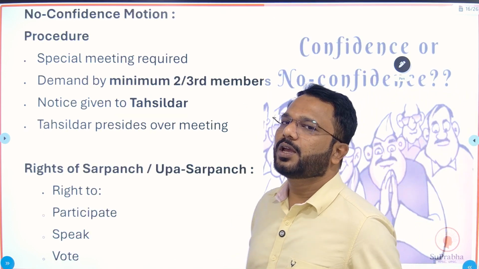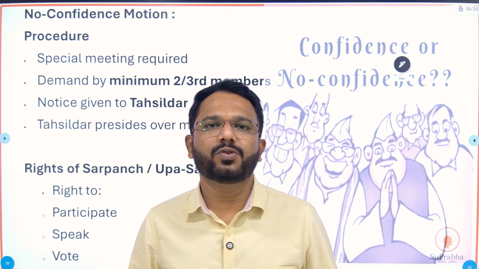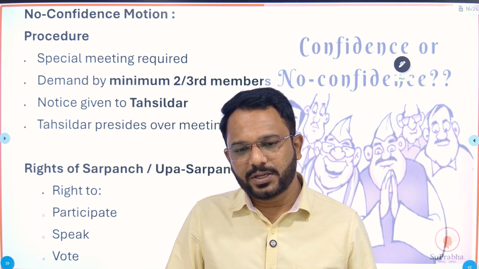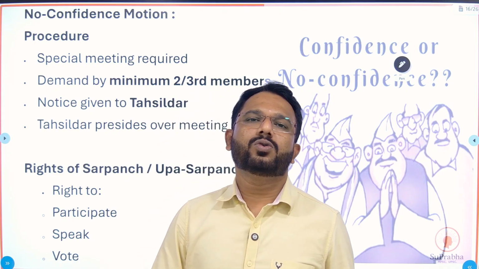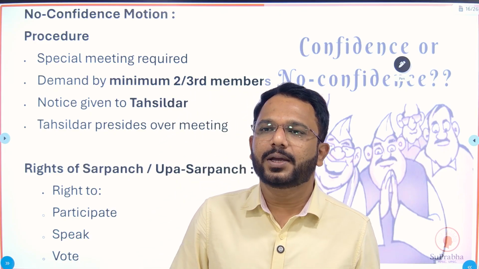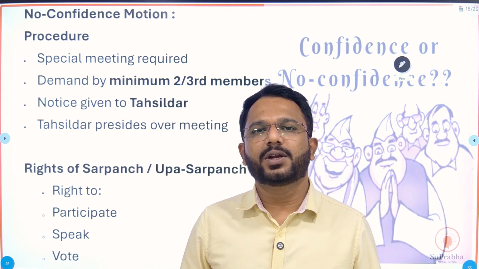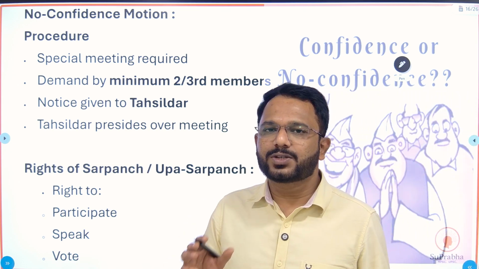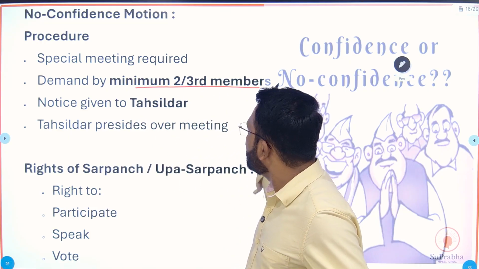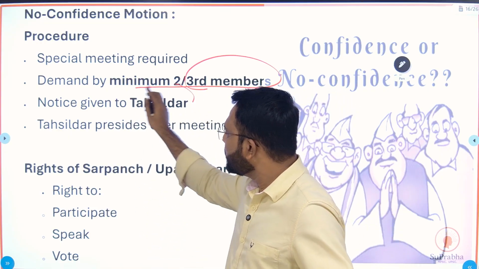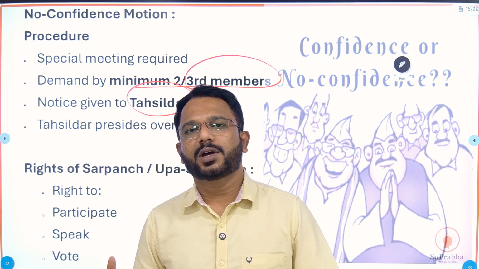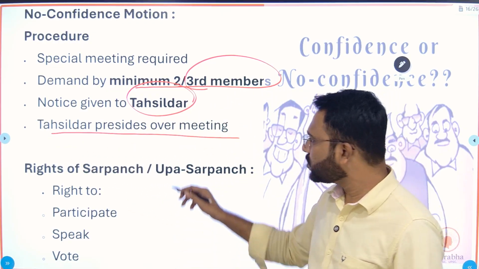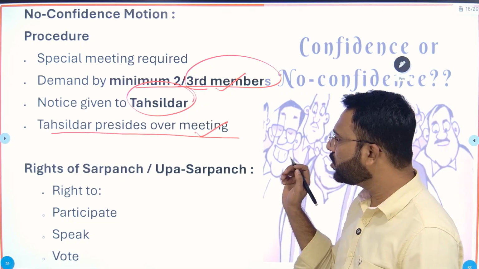No confidence motion. If the members of Gram Panchayat want to remove a specific individual who has been posted as Sarpanch, there is a process known as a no confidence motion, and that motion should be introduced and passed in that Gram Panchayat to remove that individual from the post. So let's go through the procedure. If a motion has to be introduced, a demand from a minimum of 2/3 members should be placed before the Tahsildar. The Tahsildar would convene a special meeting for the no confidence motion, and the Tahsildar himself presides over that meeting. So these two things are important to note here.